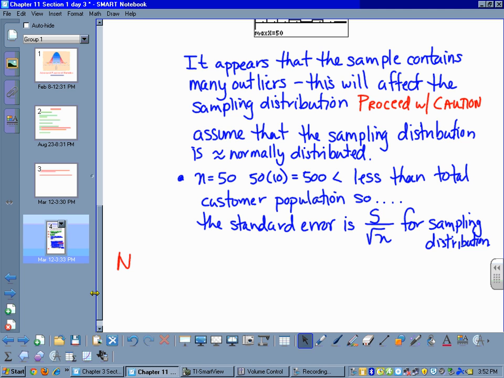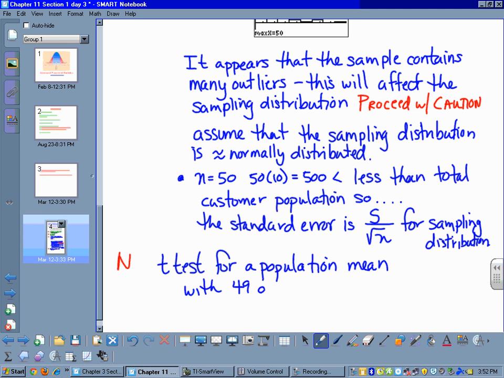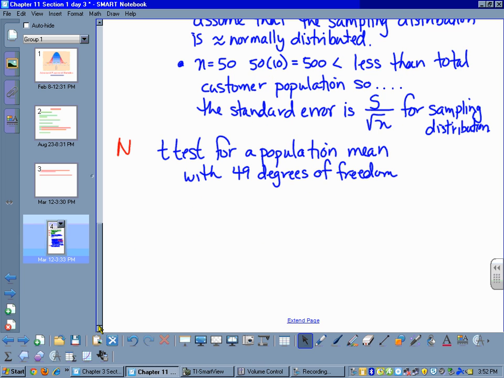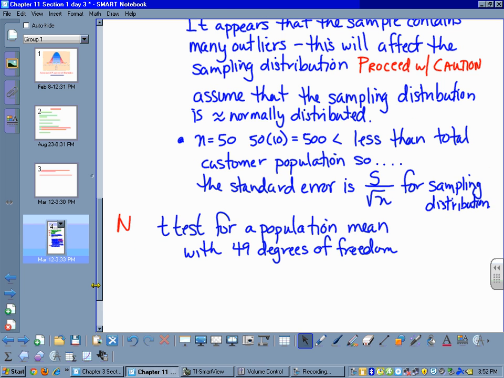Now I'm going to name my test. I'm going to do a t-test for a population mean with 49 degrees of freedom. Doing a t-test because we are in the real world and we don't technically know what our mean or our standard deviation of our population is.